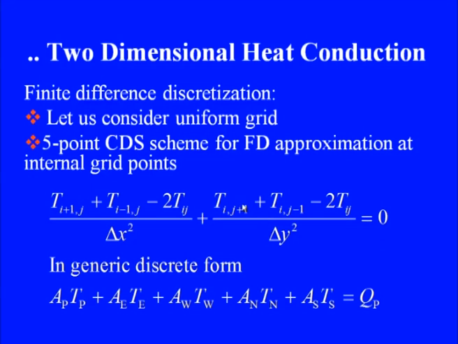So, what do we do? For finite difference discretization, we will consider a uniform grid of size delta x in the x direction and delta y in the y direction. And let us adopt a 5-point computational molecule for finite difference approximation at the internal grid point. So, if you do that, what happens? Now, let us draw our computational molecule to clarify things a bit more.